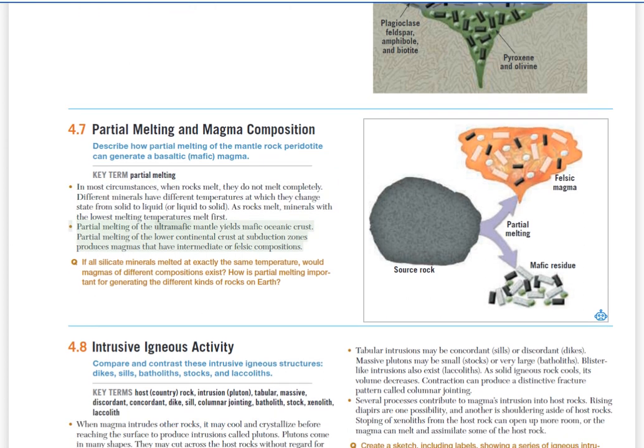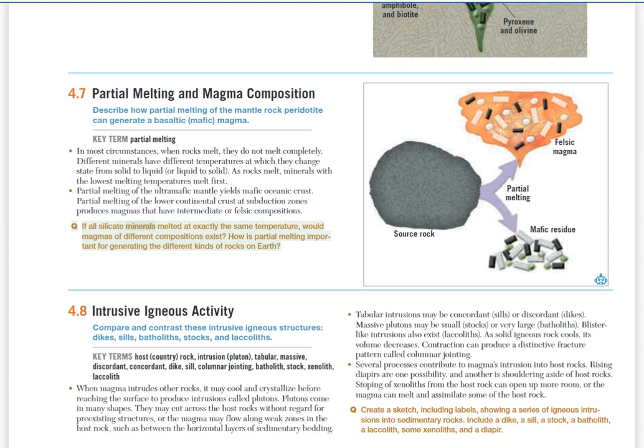Partial melting of the ultramafic mantle yields mafic oceanic crust. Partial melting of the lower continental crust at subduction zones produces magmas that have intermediate or felsic compositions. Q. If all silicate minerals melted at exactly the same temperature, would magmas of different compositions exist? How is partial melting important for generating the different kinds of rocks on Earth?